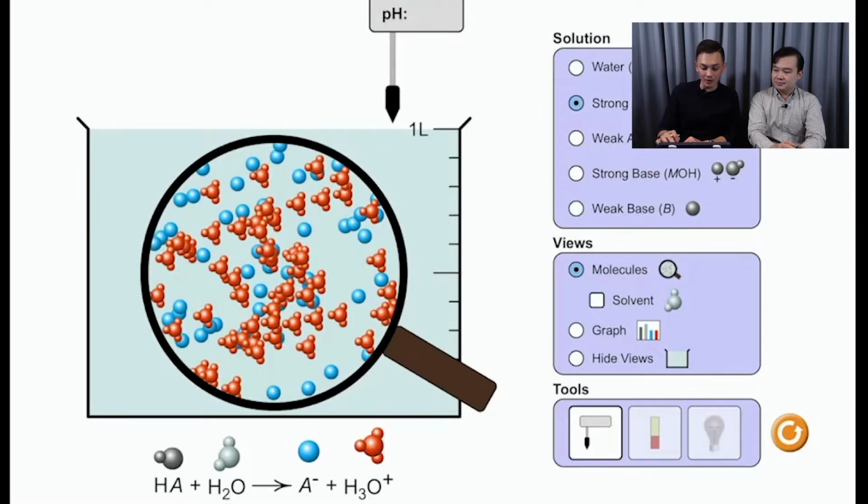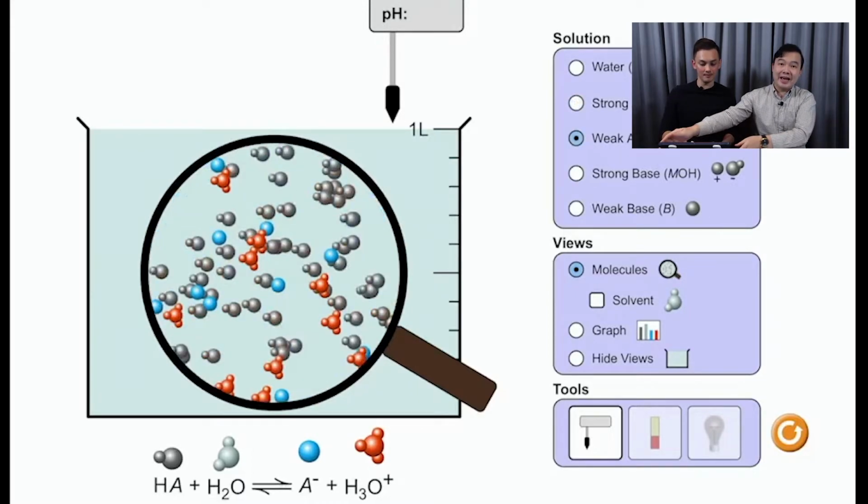I'd like to bring your attention to the bottom left. It shows an equation where HA reacts with water to form A- and H3O+. If you look at the picture, you will notice that the HA has totally disappeared. Why? Because this is a full arrow. Can you notice that? Every single HA has dissociated into A- as well as H3O+. So just be mindful of this: a strong acid will fully dissociate.